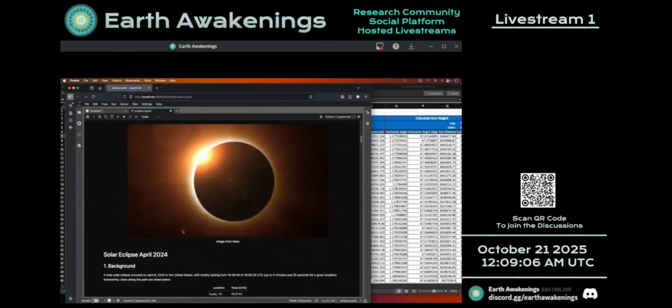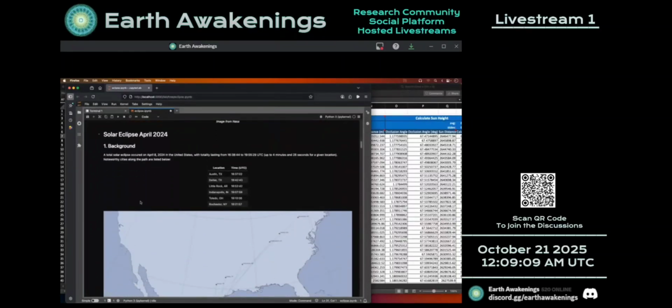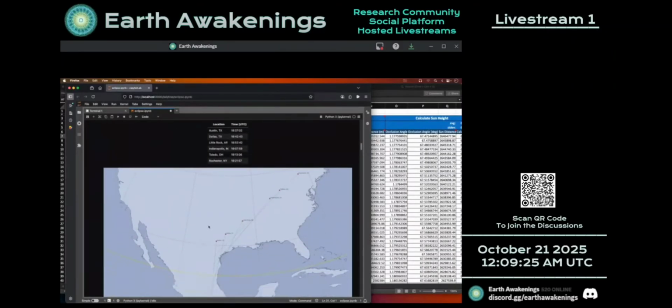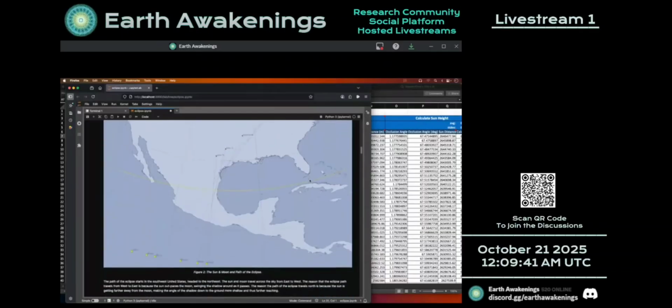And here's what we're discussing: solar eclipses. A total solar eclipse occurred on April 8th, 2024 in the United States, with totality lasting from 4:30 p.m. to 8 p.m. UTC time, and that was 4.5 minutes at any one given location. Noteworthy cities along the path are Austin, Texas, Dallas, Texas, Little Rock, Arkansas, Indianapolis, Indiana, Toledo, Ohio, and Rochester, New York.